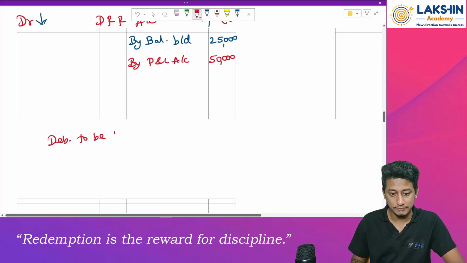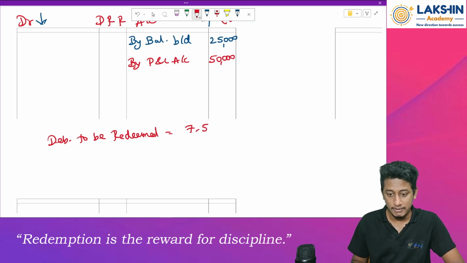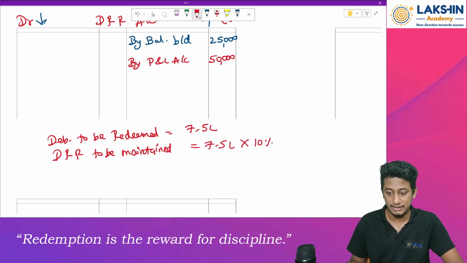Debenture to be redeemed equals 7.5 lakhs. DRR to be maintained. How much to be maintained? That is 7.5 lakhs into 10%, that is 75,000, less already maintained.